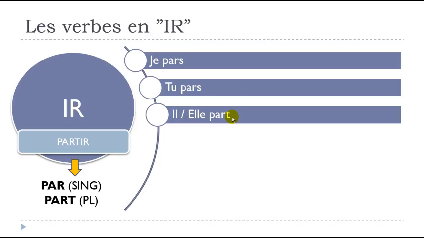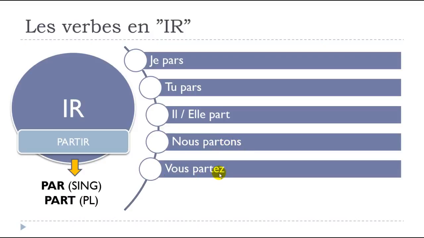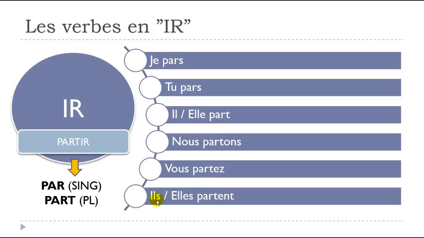The same form. And then, if you think about what we saw, here we should have this first part here, and then the endings after. And that's the reason why we will get nous partons. Okay, so you've got this P-A-R-T, and then we put the ending O-N-S, the classic one. Vous partez, same way, and then obviously we'll have il part, elle part. So the first part P-A-R-T, and then the ending E-N-T. Okay, and this is the tricky thing with this verb partir.